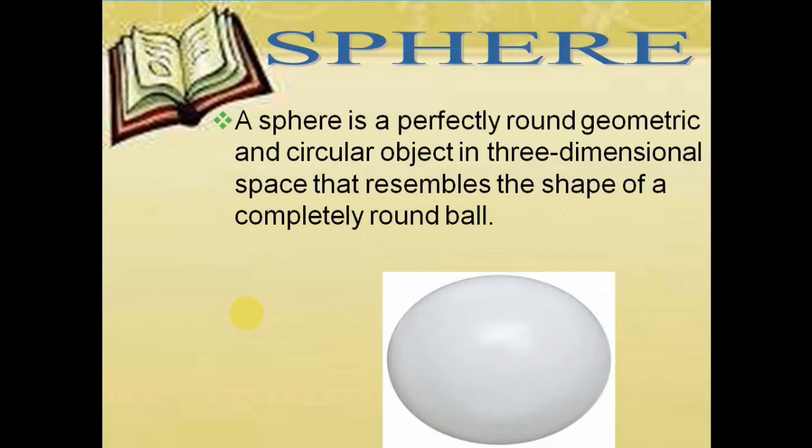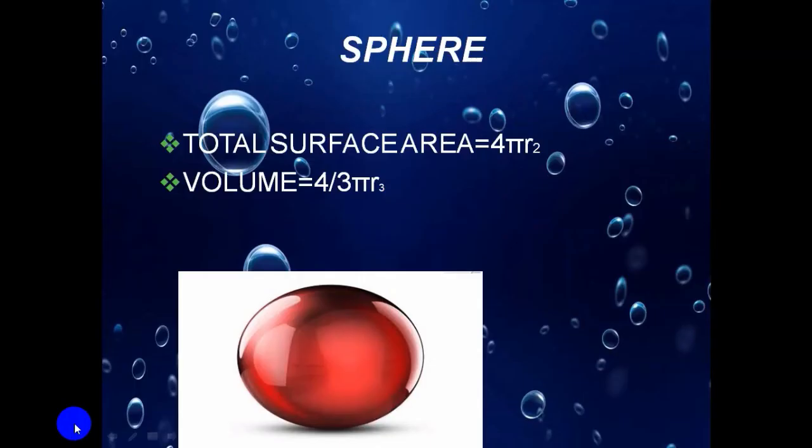Now sphere. A sphere is a perfectly round geometrical and circular object in three-dimensional space that resembles the shape of a completely round ball. You see over here, this is a sphere. The total surface area of the sphere is 4 pi r square, and the volume of the sphere is 4 by 3 pi r cube.